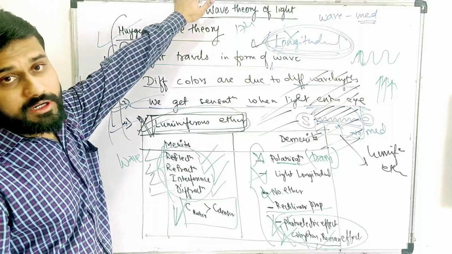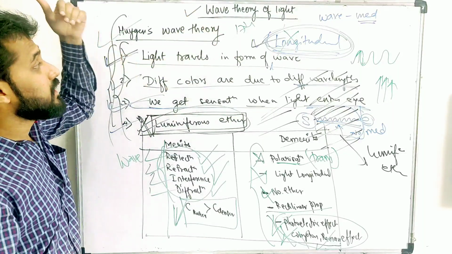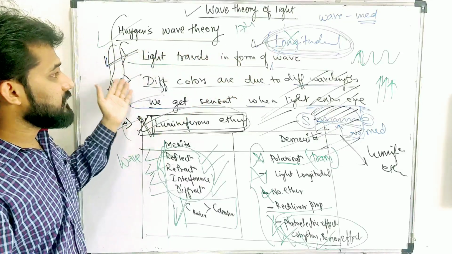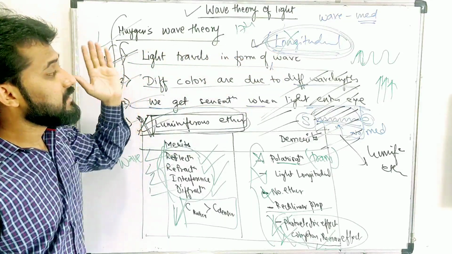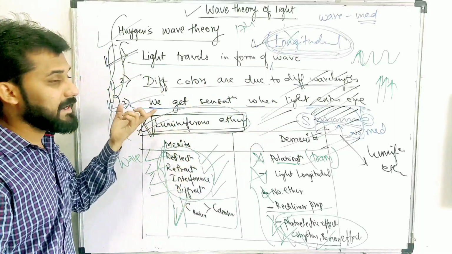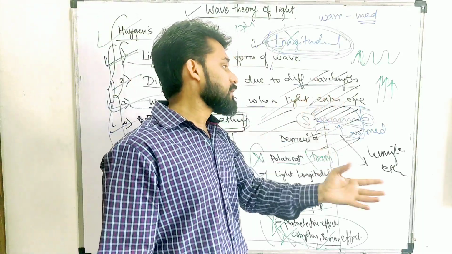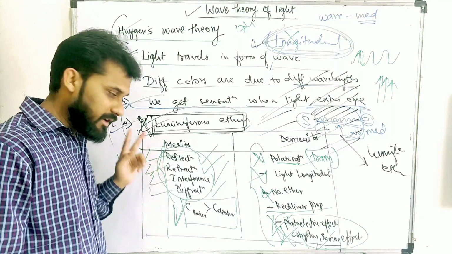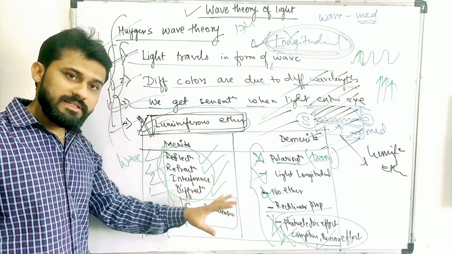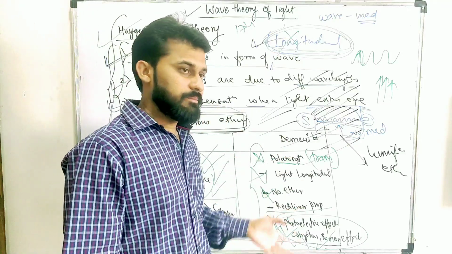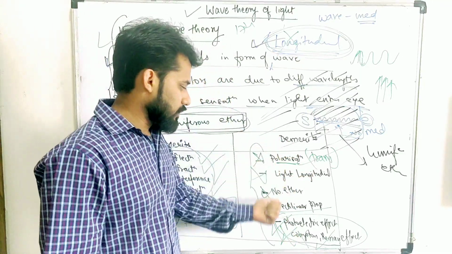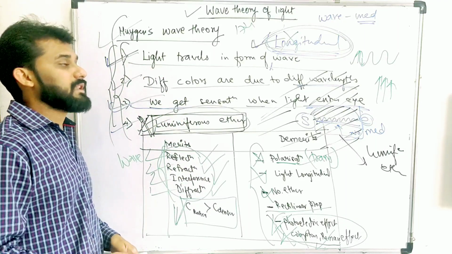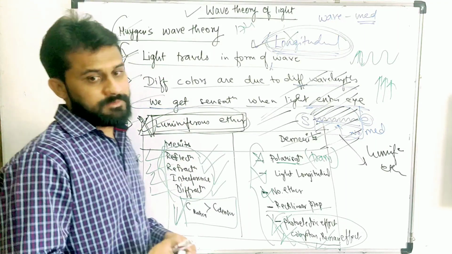So in this important point, what you must know is what was Huygens' statement in the wave theory. Huygens said that light is a longitudinal wave, different colors are because of different wavelengths. When do we see light? When it enters the eye, and luminiferous ether is present everywhere. So a medium is not required. In merits, he could explain reflection, refraction, interference, diffraction, and that speed in a denser medium is less than in a rarer one. Demerits, the problems with the theory, were these. Just pause the video and write down these points if you want. We will move to the next section of this theory.